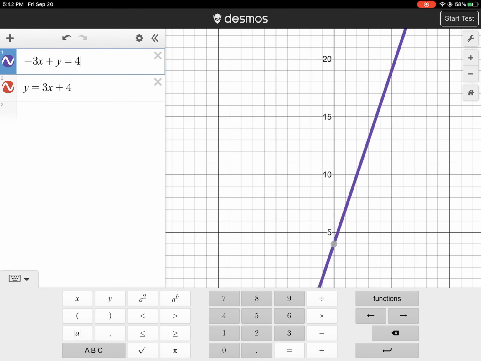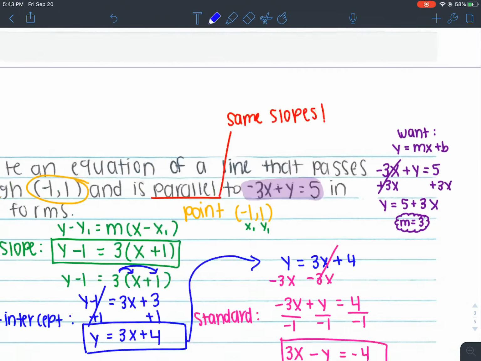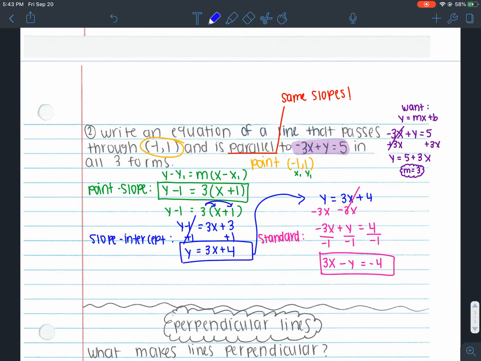Yep. Oh, you know what? Silly. I'm so sorry. You're probably yelling at me through the iPad because I can't hear, but sorry. I typed in my purple line wrong originally. It should have been negative 3x plus y equals 5 because that's what we have in the problem. Okay, so we have negative 3x plus y equals 5. That's our purple. And again, all of these 3 forms in green, blue, and pink are all equivalent.